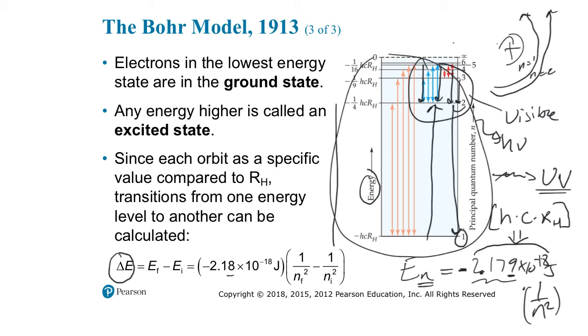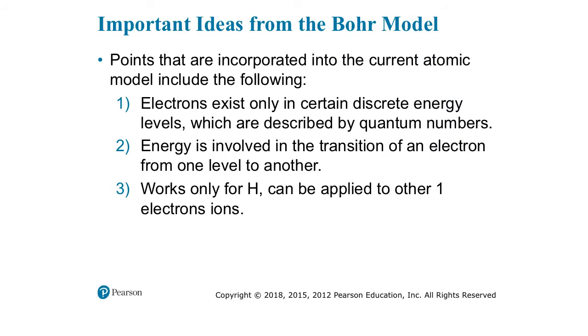Now you can use this equation to calculate wavelengths of light given off or absorbed. You can imagine light can be absorbed to increase the energy state of the electron, or energy can be returned by the relaxation of the electron into a lower energy orbital. So some important ideas here to summarize, or to start thinking about, for the Bohr model are that electrons exist only in discrete energy levels, which are described by quantum numbers. So the n equals 1 versus 2 versus 3 are describing different quantum numbers that our electrons are occupying within the atom.